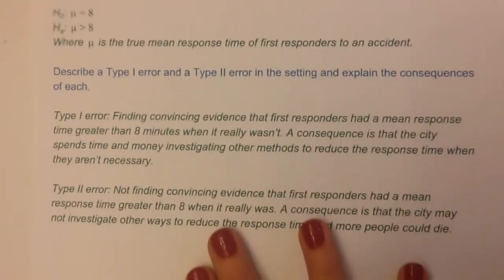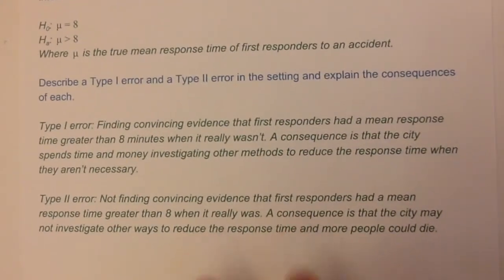So to put that into context, a type 1 error is finding convincing evidence that the first responders had a mean response time greater than 8 minutes when it really wasn't. A consequence is that the city spends time and money investigating other methods to reduce the response time when they aren't necessary. A type 2 error is not finding convincing evidence that the first responders had a mean response time greater than 8 when it really was. A consequence is that the city may not investigate other ways to reduce the response time and more people could die.